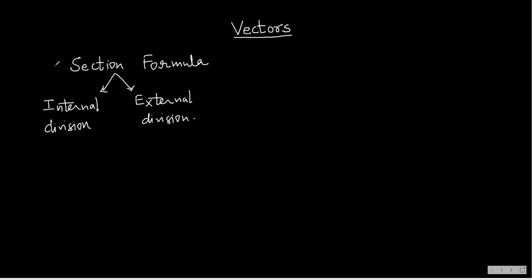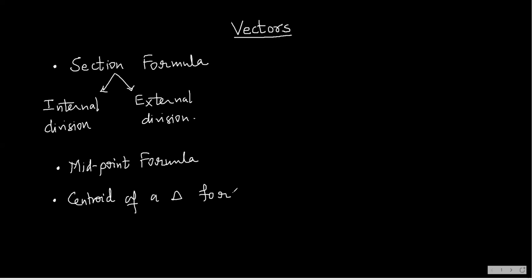After section formula, the next one we will have is a formula based on section formula, which is the midpoint formula. After the midpoint formula, we will go for the centroid of a triangle formula. Then we will have a formula for the centroid of a tetrahedron.